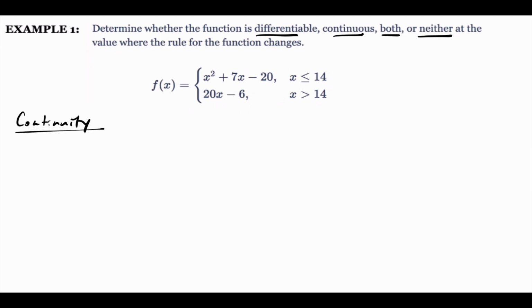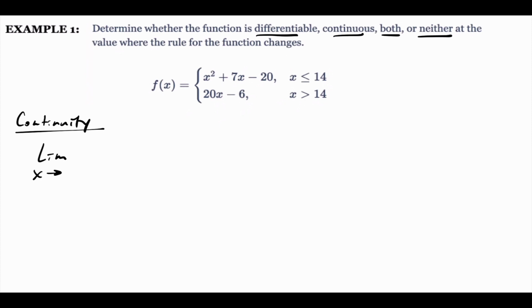So continuity. So we have to check the limit as x approaches... Where's the only place that this guy could possibly have discontinuity? 14, right? That's where it changes from the top function, which is a quadratic, to the bottom function, which is linear. Quadratics are always continuous. Linear functions are always continuous. So we're going to check 14.